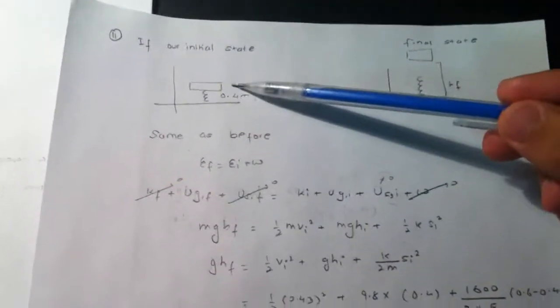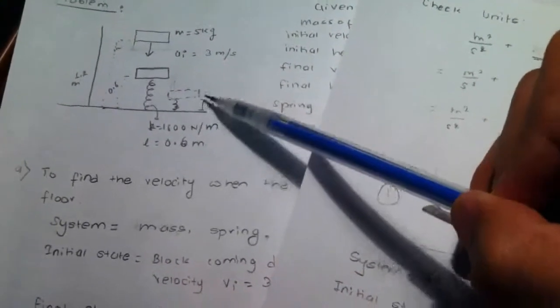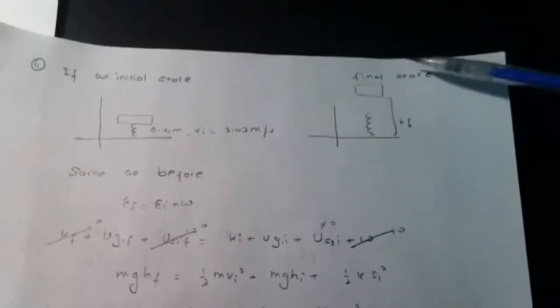Now, the second part of the problem, finding the maximum height. I've done this exact same problem, but in a little bit different way. The difference is that in this case my initial state is different. Actually, my initial state here is the same as my final state in the first part, when the block coming up hits the spring and reaches 0.4 meter from the ground. So this final state is my initial state here, and the final state of this problem will be the block going all the way to the top, where we're trying to find the maximum height.